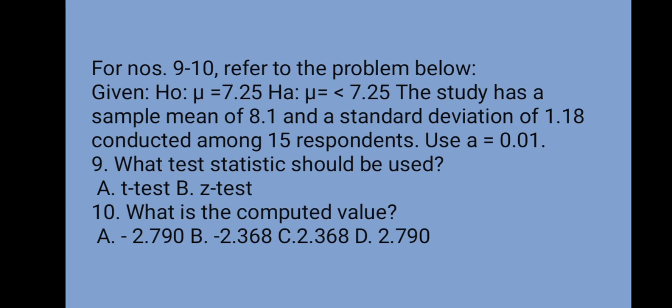For number 9 and 10, refer to the problem below. Given H0: mu equals 7.25, HA: mu is lower than 7.25. The study has a sample mean of 8.1 and a standard deviation of 1.18, conducted among 15 respondents. Use alpha equal to 0.01. Number 9. What test statistic should be used? A. T-test, B. Z-test. Number 10. What is the computed value? A. Negative 2.790, B. Negative 2.368, C. 2.368, D. 2.